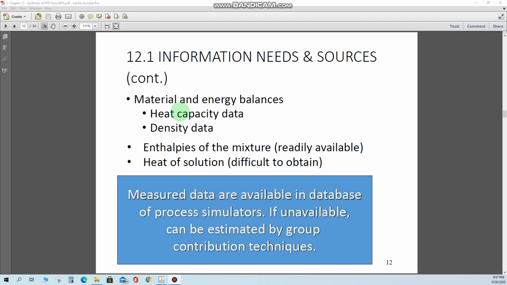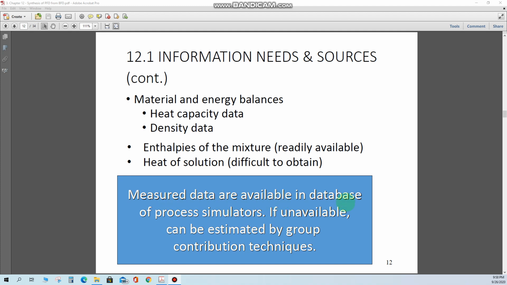Material and the energy balance. So when you are performing the material and the energy balance, you should have information about the heat capacity, CP values. You should also have the information on the density of the chemicals, and how the density changes with the change in the temperature, for example. Then you should have information on the enthalpies of the mixture. So when different reactants mix, then what could be the enthalpy of the mixture, and what could be the heat of solution, heat of formation. So this kind of information you should have when you are performing the material and the energy balance calculations.